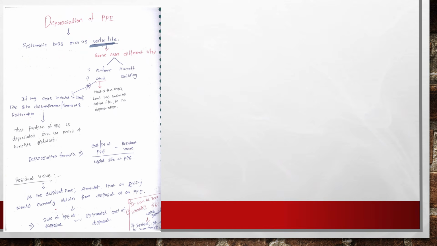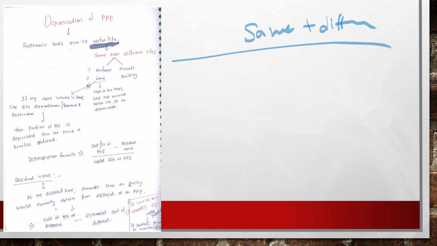And what is the useful life? This useful life will change from asset to asset. Say suppose it is the same asset with different lives. Say suppose you bought one land and building. If you observe, land has an infinite useful life. So you don't need to depreciate land.